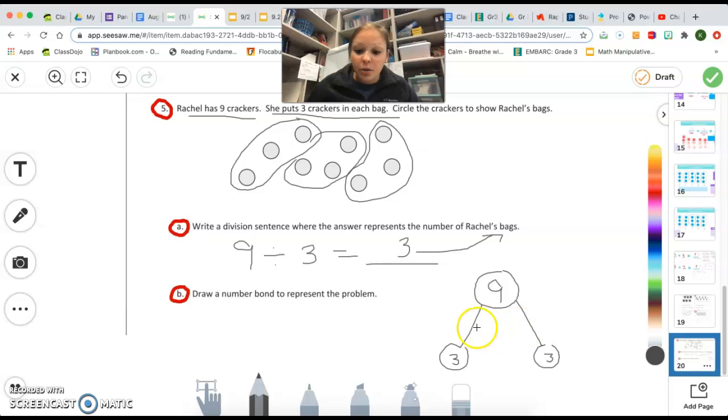And you can check your work, and we'll talk about this a little later, but if you know that 3 times 3 equals 9, that's the same thing as 9 divided by 3 equals 3. It's the same thing, but don't worry about that right now. We just need to break apart the total here, the number we divided by, and the answer.